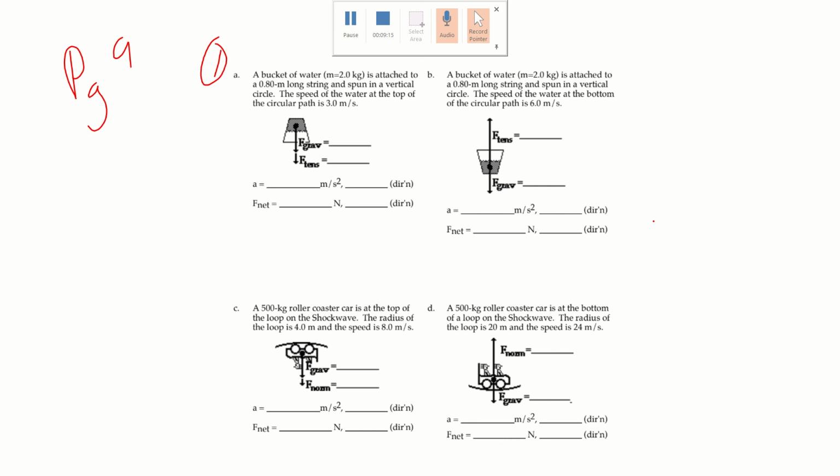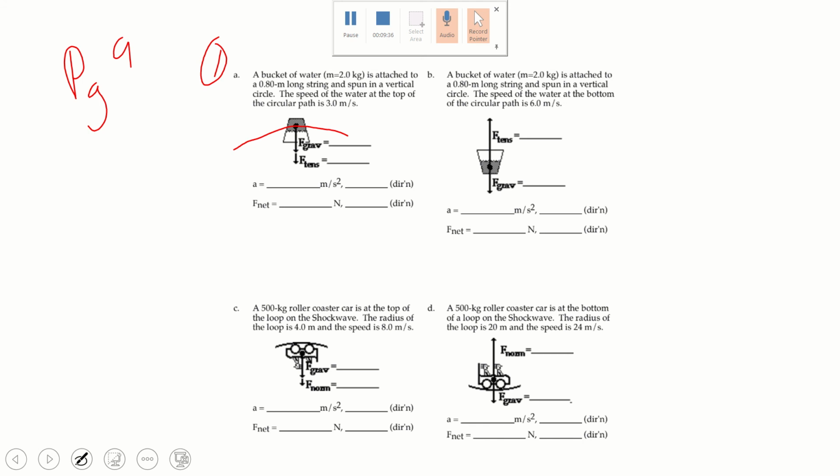So it says a bucket of water with a mass of 2 kilograms attached to an 8-meter long string and spun in a vertical circle. The speed of the water at the top of the circular path is 3 meters per second. Now it asks us to find a whole bunch of things. So we are here at the top of a vertical circle. It looks like that. Okay, so let's figure out what they're asking.